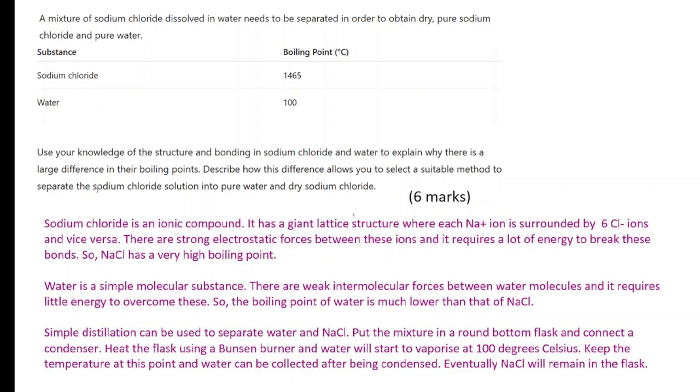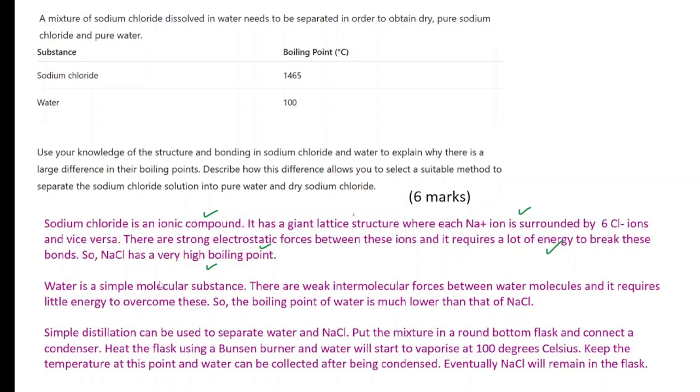So, here is a model answer. Sodium chloride is an ionic compound. It has a giant lattice structure where each sodium plus ion is surrounded by 6 chloride ions and vice versa. There are strong electrostatic forces between these ions, and it requires a lot of energy to break these bonds. So, sodium chloride has a very high boiling point. So, you can think about these kind of points about sodium chloride.